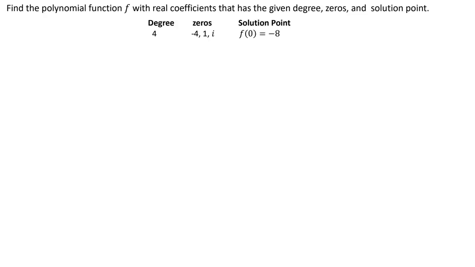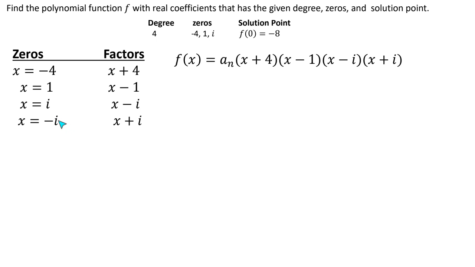So for this example. So here we have degree 4, negative 4, 1, and i are zeros. So if it's degree 4, we should have 4 zeros. So since i is a 0, then negative i will also be a 0. So I include it as part of my zeros. We get our factors, and then we set it up. So we're going to multiply our factors, our imaginary numbers first.